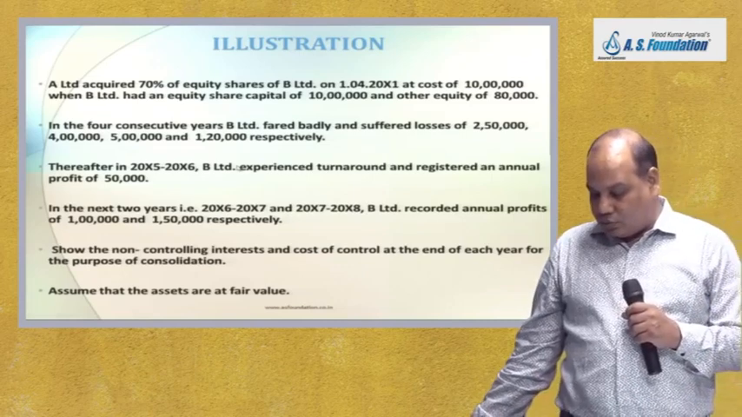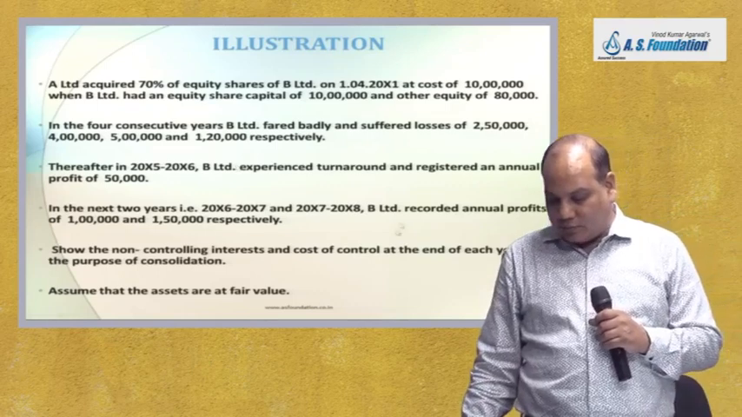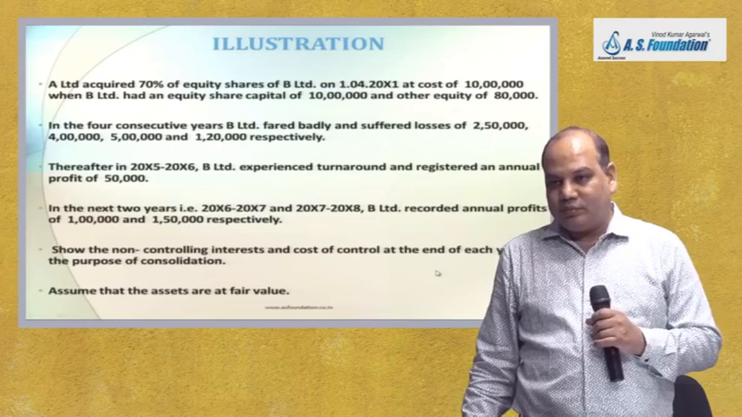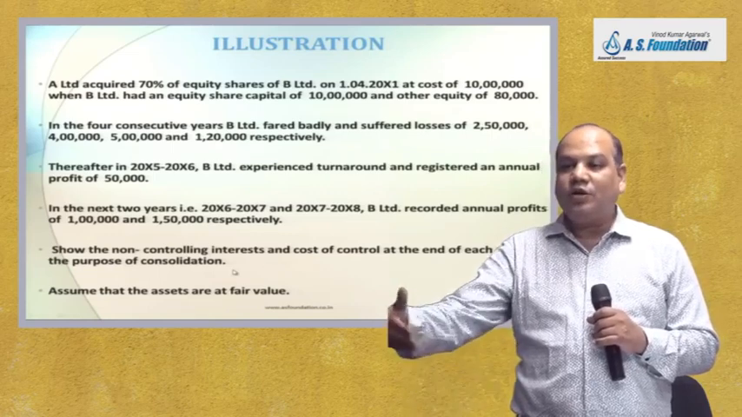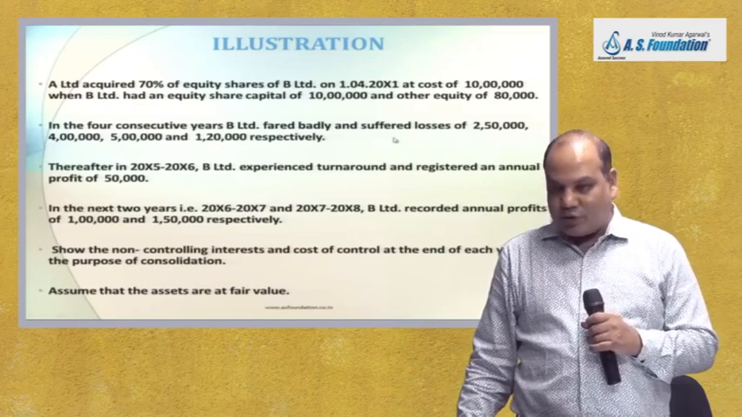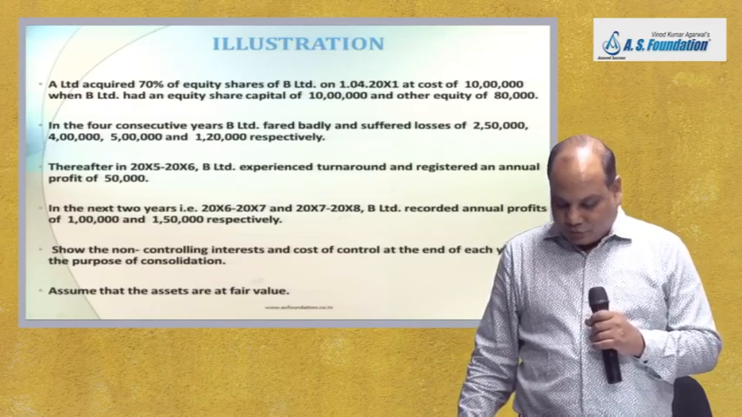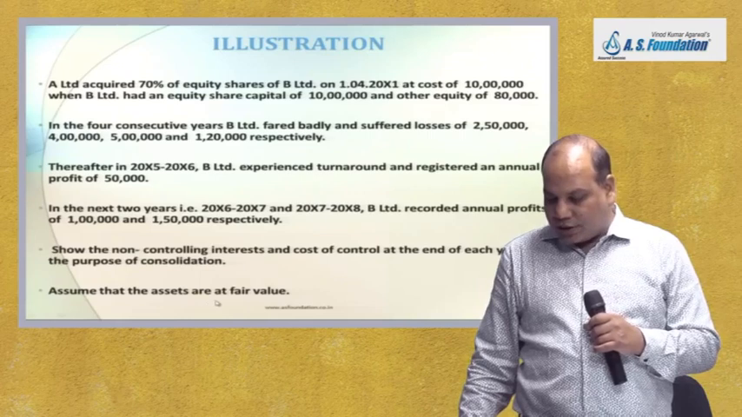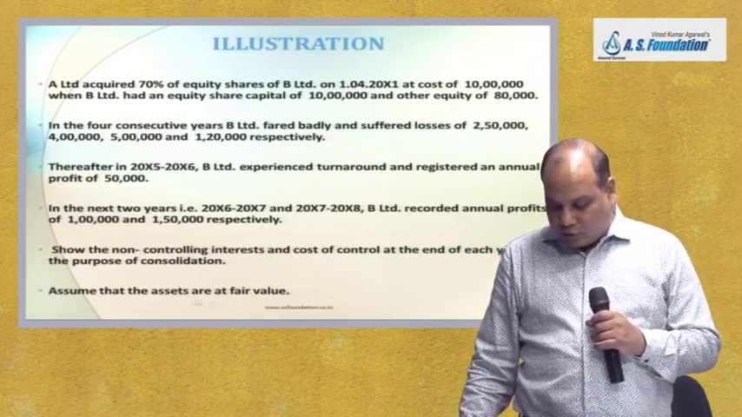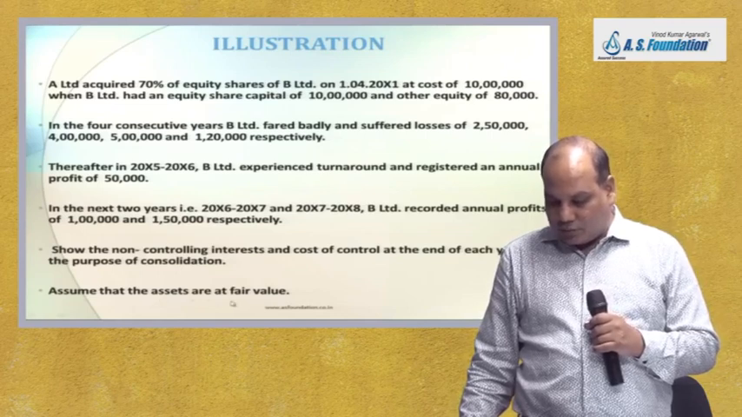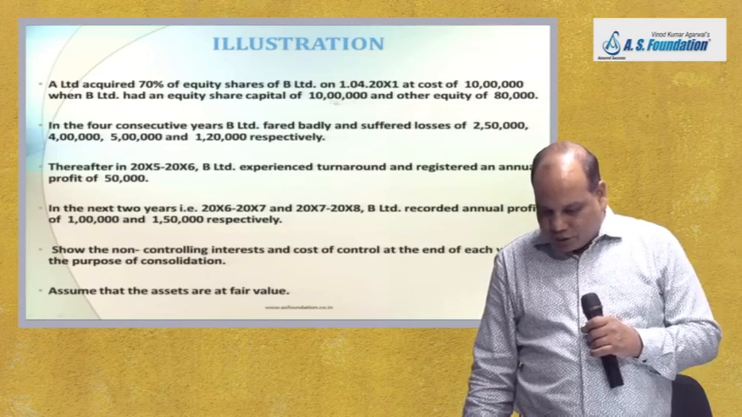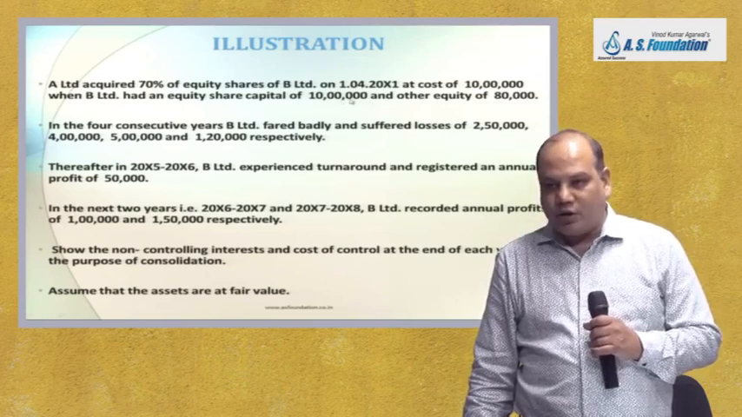Calculate goodwill and NCI. Now goodwill will not change unless it is impaired, but NCI will keep changing every year as the subsidiary earns profit or incurs losses. Assume that assets are at fair value. Now where will you apply assets are at fair value? For calculating the goodwill and NCI on the date of acquisition.